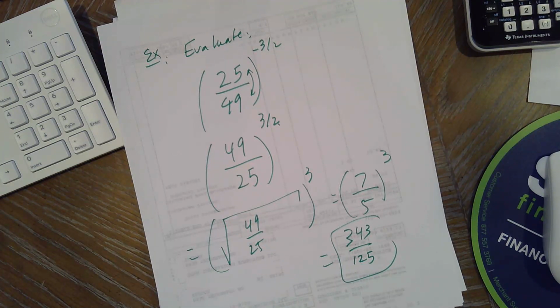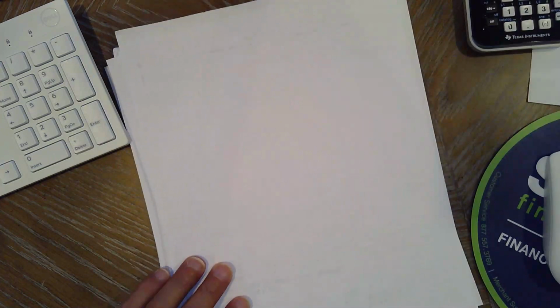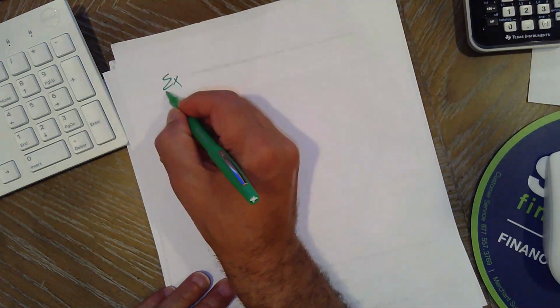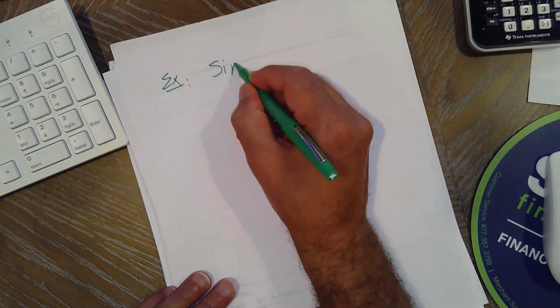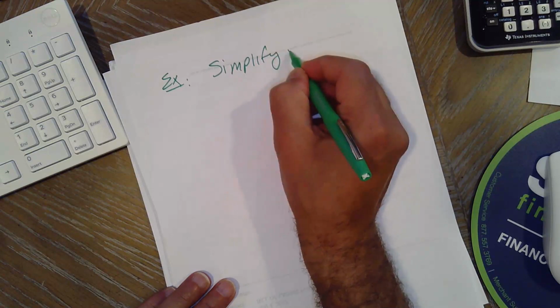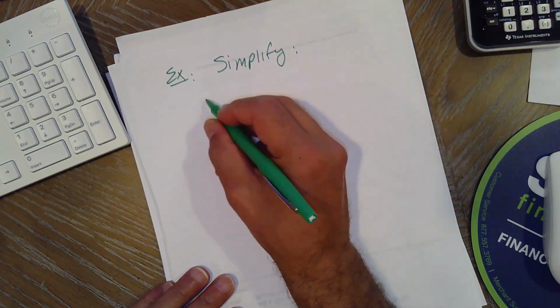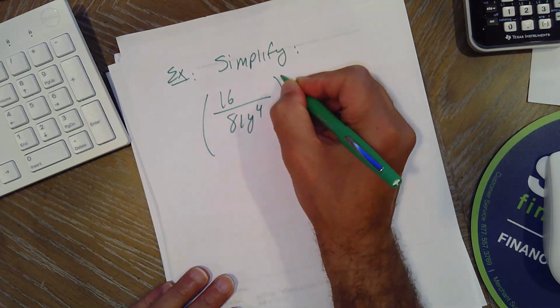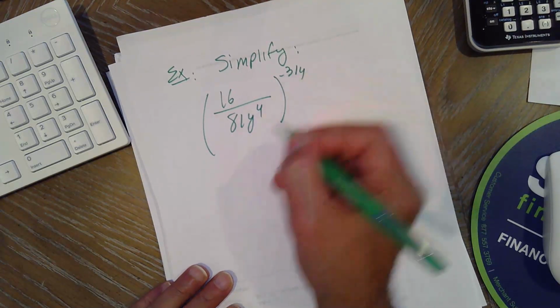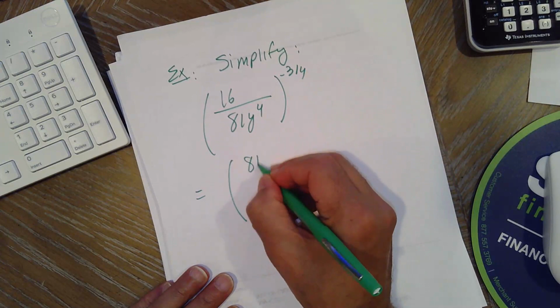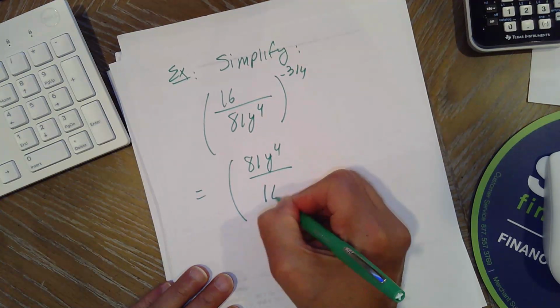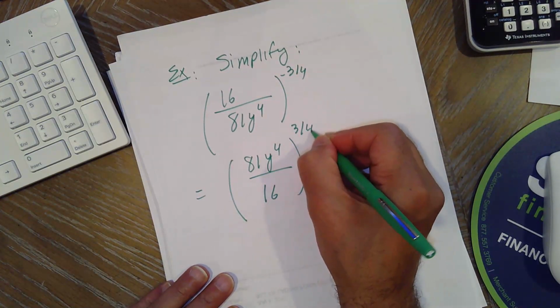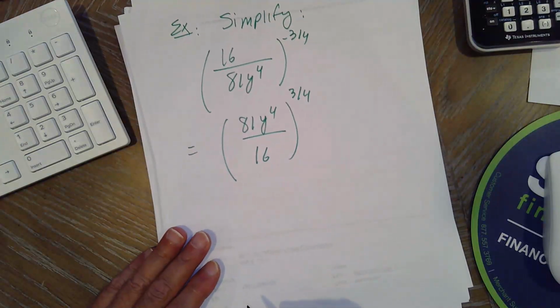Okay. Next one is to simplify, assuming all variables are positive, so no absolute value is needed. Again, when we have a fraction to a negative exponent, the first thing I want to do is flip the fraction so I can get rid of that outer negative exponent.